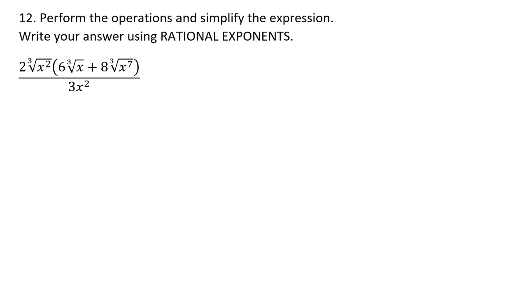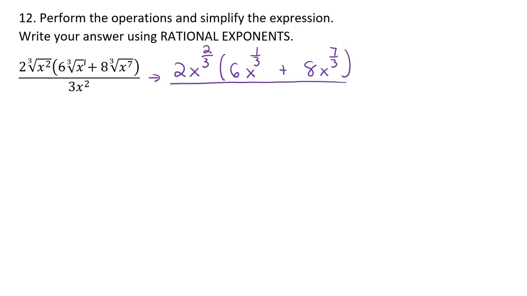All right, so step 1 is going to be to rewrite it as rational exponents. So to do that, we're going to start off with rewriting the first part here. We got 2x, and then exponent over index, so we'll have 2 over 3. Then we have 6x. There's a 1 here, 1 over 3, plus 8x, once again, exponent over index, 7 over 3. And below it, we'll have our 3x squared.